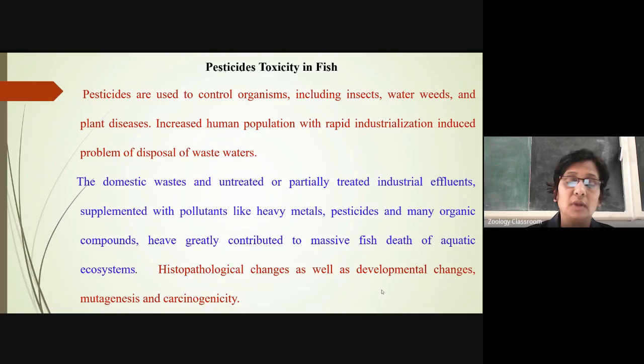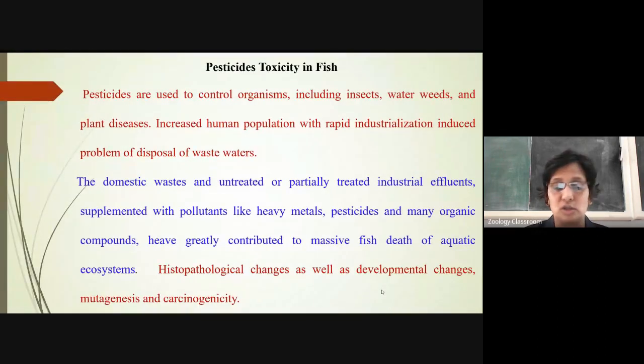So the increased human population with rapid industrialization induces the problem of disposal of wastewater. So the domestic waste and the untreated or partially treated industrial effluents. Okay, so domestic waste along with partially or untreated industrial effluents, supplemented with pollutants like heavy metals.